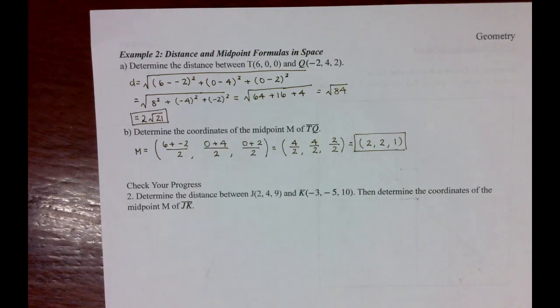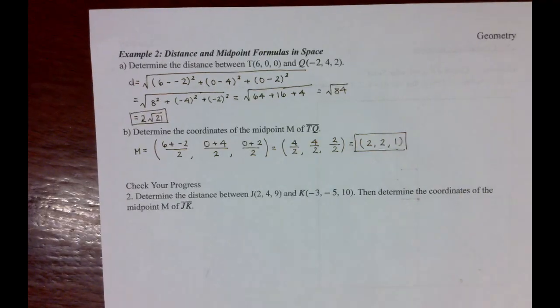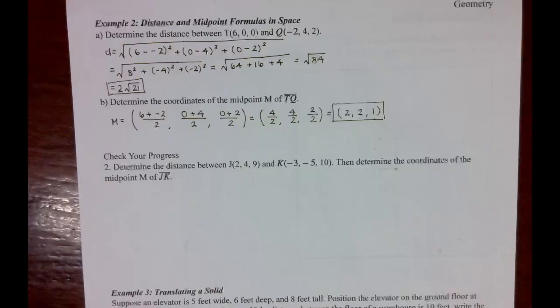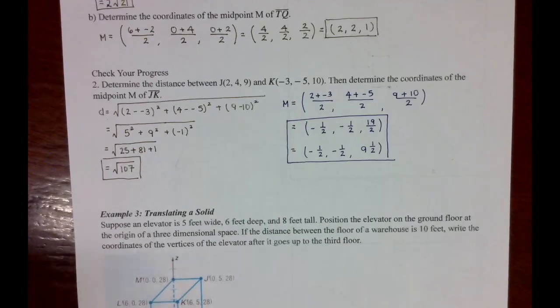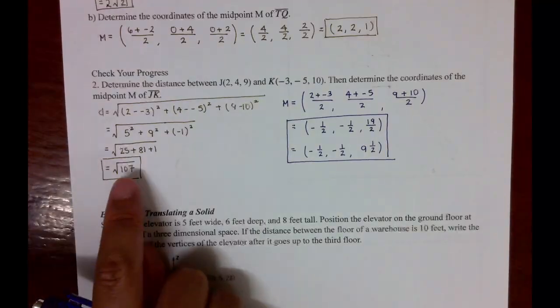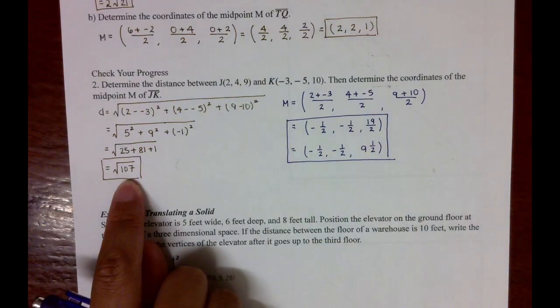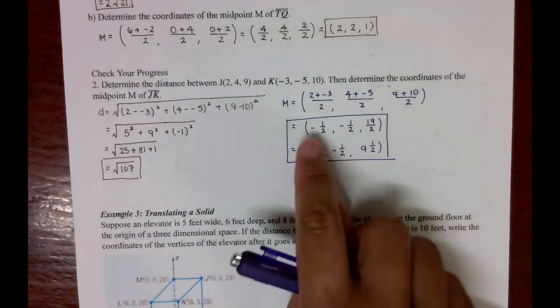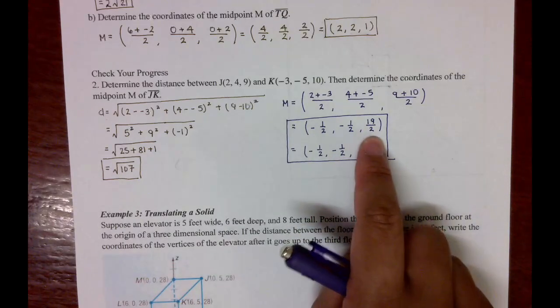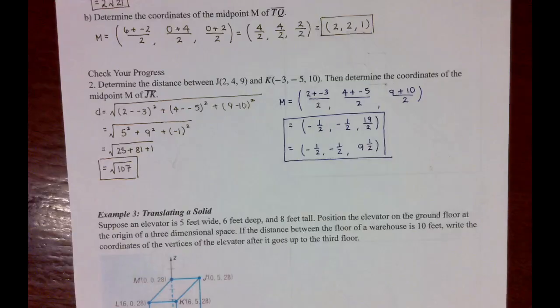Okay, so this is a lot easier than the previous example and the next two. So why don't you try CYP2, and then once you're done, come check your answer. Okay, so the distance between these points is square root of 107, or approximately 10.3. And then the midpoint is negative 1 half, negative 1 half, and 19 halves, or if you changed it into a mixed number, 9.5. Okay? If you got that right, you can move on to the next example. If not, here is your explanation.